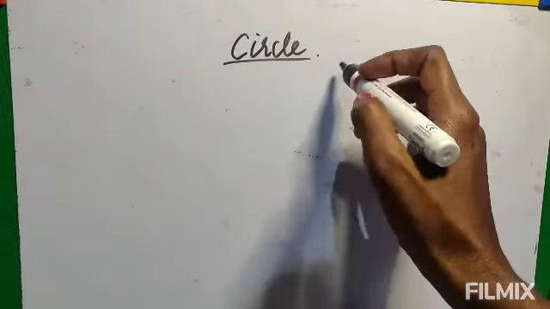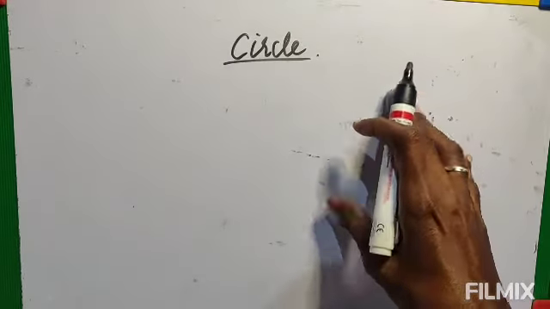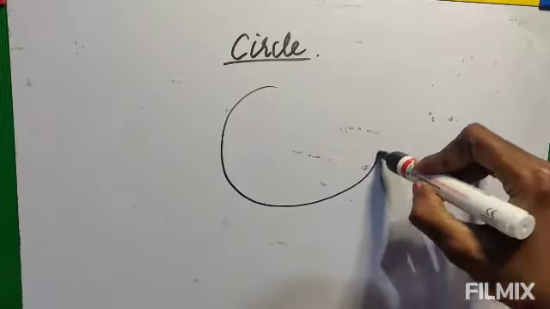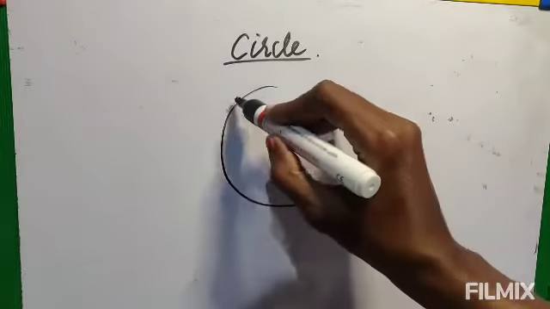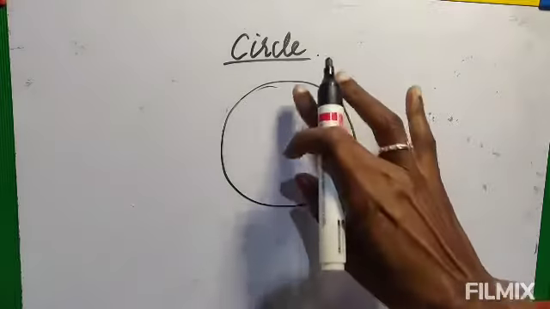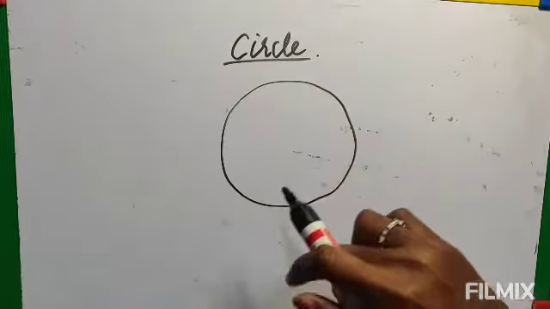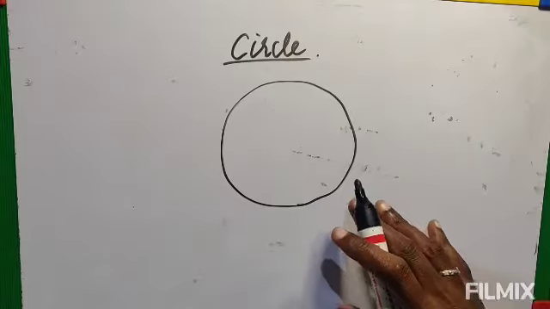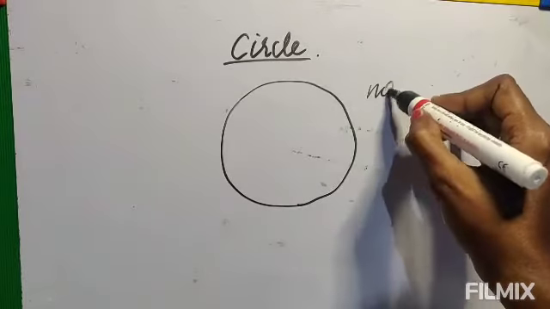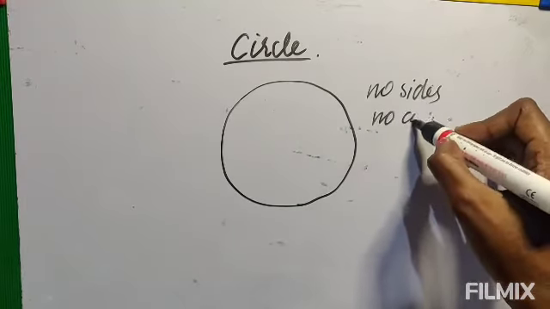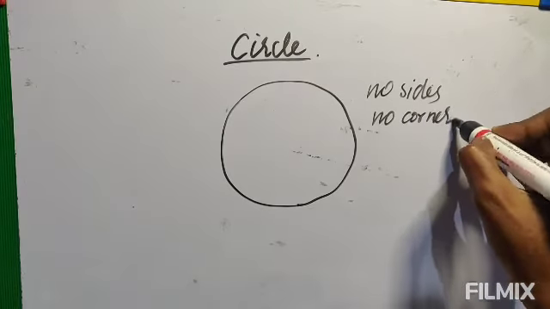Okay, so today we are going to learn about the circle. A circle is a closed figure. Sorry, I am not able to draw a perfect circle here, but I have tried my level best. The circle is a closed figure, and it has no sides and no corners.